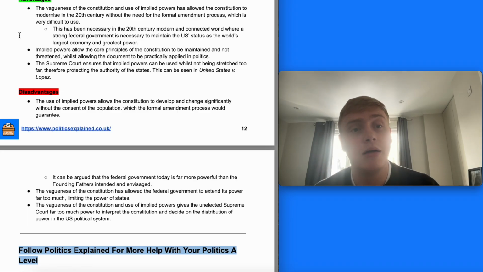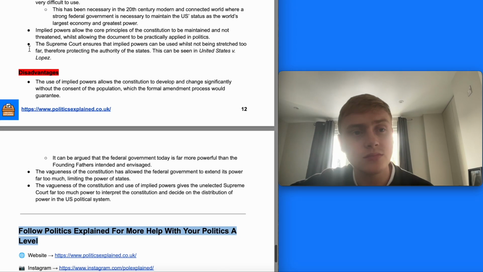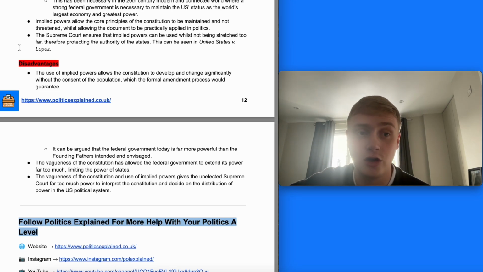Implied powers allow the core principles of the Constitution to be maintained and not threatened, whilst also allowing the document to be practically applied and evolve in politics. Plus, it can also be argued that the Supreme Court ensures that implied powers can be used whilst not being stretched too far, therefore protecting the authority of the states. And this can be seen in United States versus Lopez.